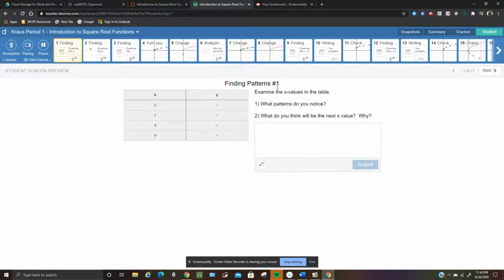So finding patterns, number one, examine the x values in the table. What pattern do you notice? So 0, 1, 4, 9. Those are perfect squares. And two, what do you think the next x value will be and why? So 0 squared is 0, 1 squared is 1, 2 squared is 4, 3 squared is 9. So the next x value would be 16.